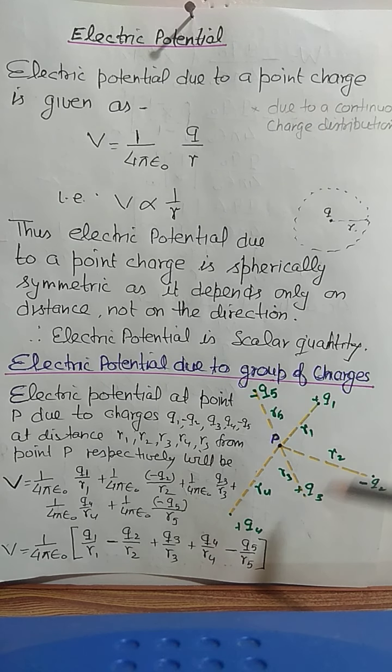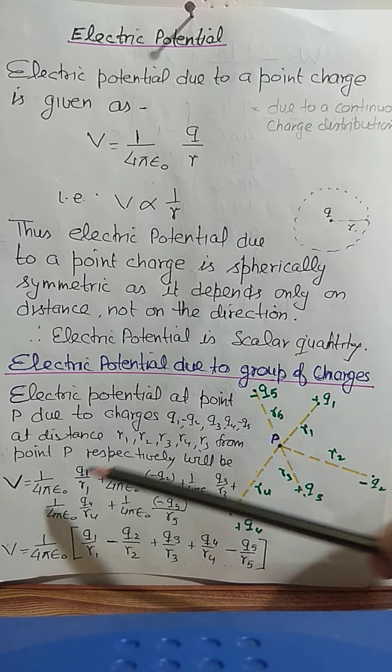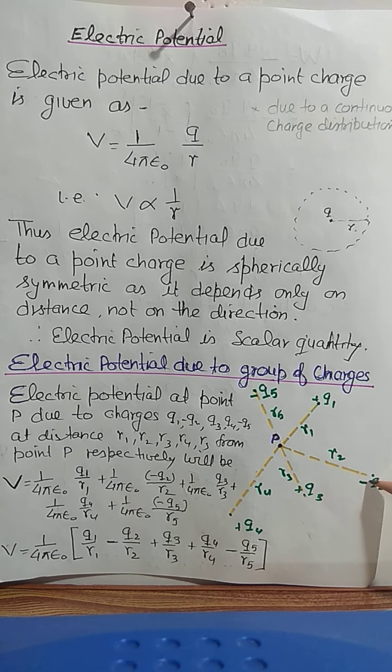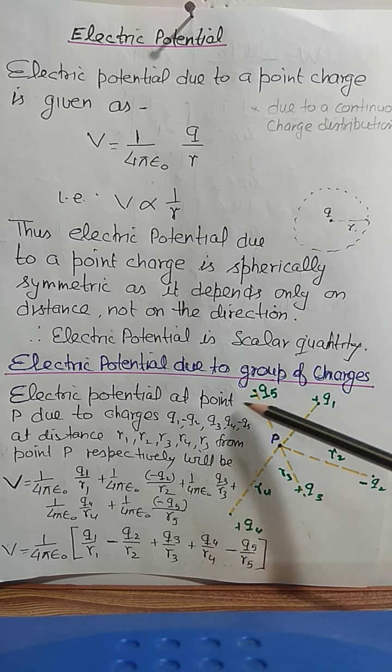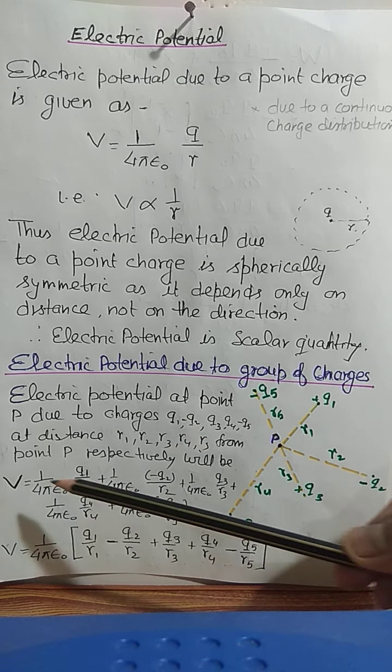In this condition, charges are given as plus Q1, minus Q2, plus Q3, plus Q4, minus Q5. Minus means if we write the formula for the potential, we will put the charge with proper sign. And the total potential will be V1 plus V2 due to this charge plus V3 due to this charge plus V4 plus V5. And what is it?